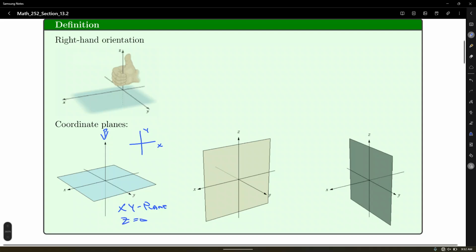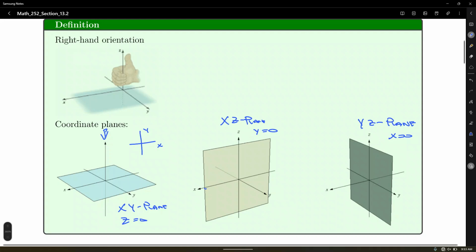And then we have the xz plane. That is when y equals 0. And lastly, this other wall, having points in common on the y-axis and the z-axis. That's the YZ plane. Whoops, I'm erasing this. The YZ plane is when x equals 0.